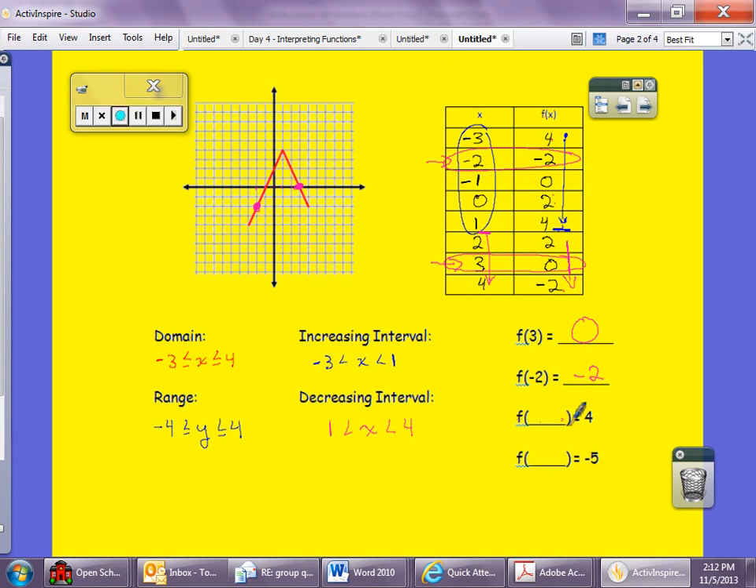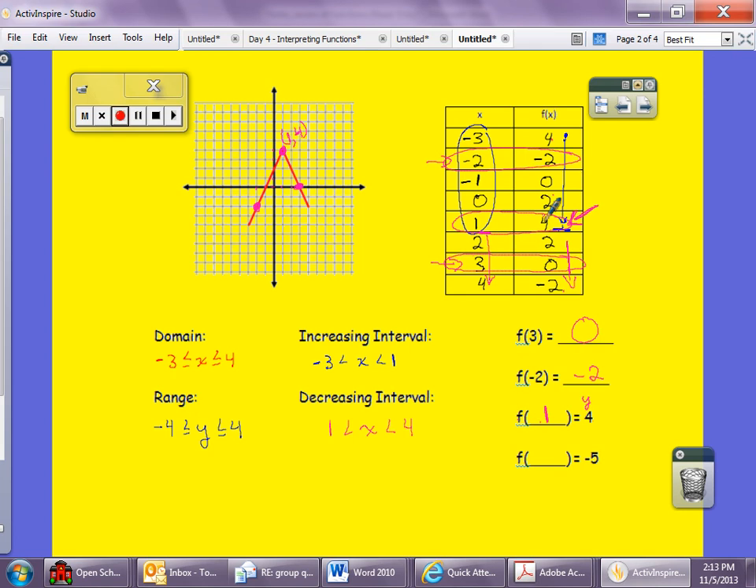Now f of blank equals 4. Now the y value is 4. The f of x is 4. So we go up 4: 1, 2, 3, 4. So that's this point. This is the point (1, 4). So that means f of 1 is 4. And that's right here. So we have our f of x value as 4, and the x value is 1.